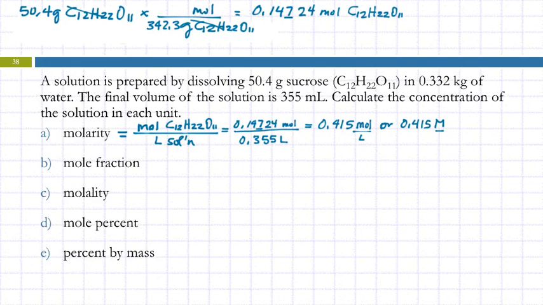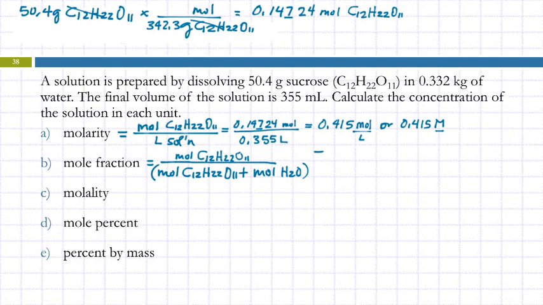Mole fraction. What does mole fraction mean? So some moles of the solute. Here it's C12, H22, O11. I'm tired of writing that also, but I'm going to do it anyway. Over the moles of solute plus the moles of solvent. So we've got the moles of C12, H22, O11, plus the moles of the solvent, which is water. So moles of H2O. That's the mole fraction.